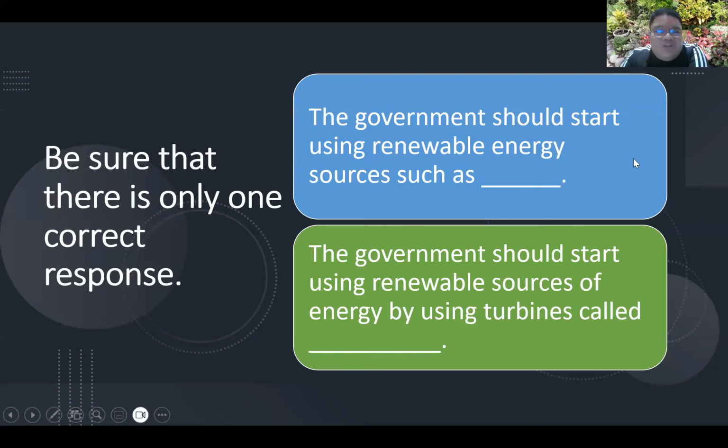The government should start using renewable energy sources such as, guys, can you give me examples of renewable energy sources? Sige nga. Let's try to answer this one. The government should start using renewable energy sources such as, sige, ano yung mga examples ng renewable energy sources? Can I see answers in the chat or can I hear your responses? Sige nga. Anybody? Sige na, give me examples of renewable energy sources.